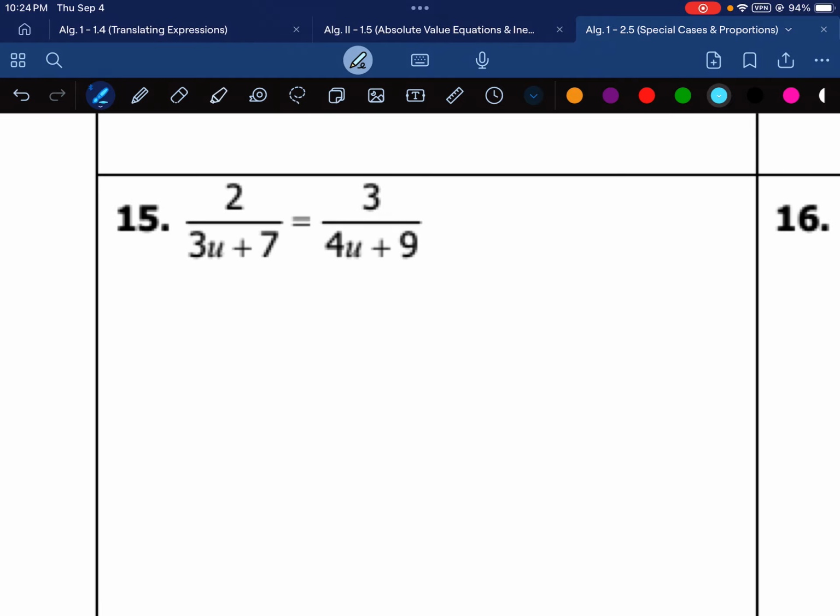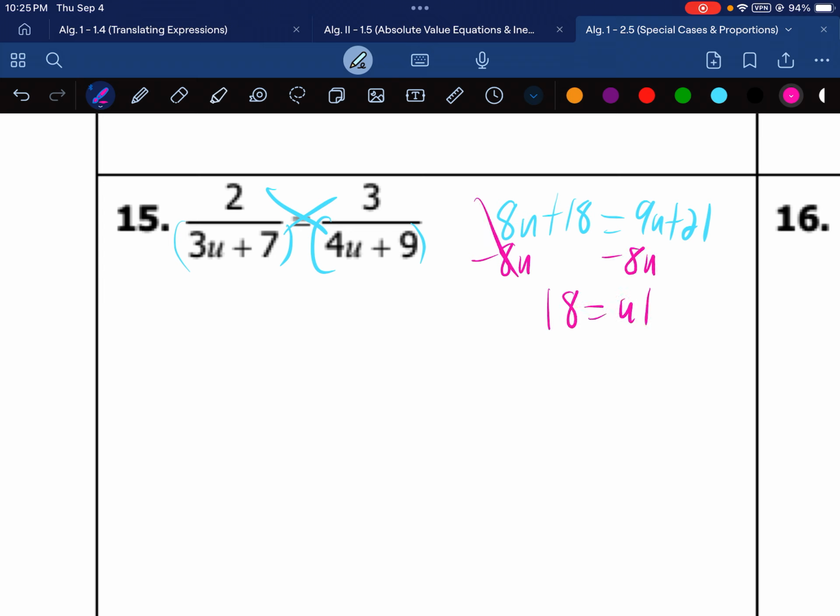Number 15 here, 2 times 4u plus 9, rather, is 8u plus 18. And the other diagonal, 3u plus 7 times 3, is 9u plus 21. Subtracting 8u from both sides, the smaller of the variables, I get 18 equals u plus 21. Subtracting 21, I get negative 3 equals u as my answer.